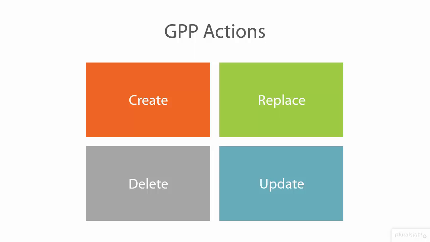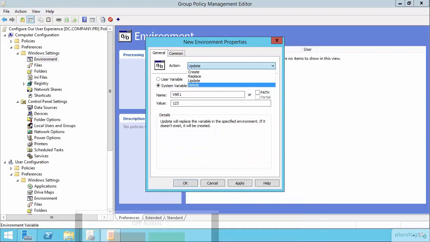If the setting happens to exist, we'll go ahead and update it to whatever we're configuring here in the group policy object. So update in most circumstances is in fact the action that you choose 95% of the time. But this gives us at least a view of what these 4 different options are. Let's choose update here as the setting that we want to choose.